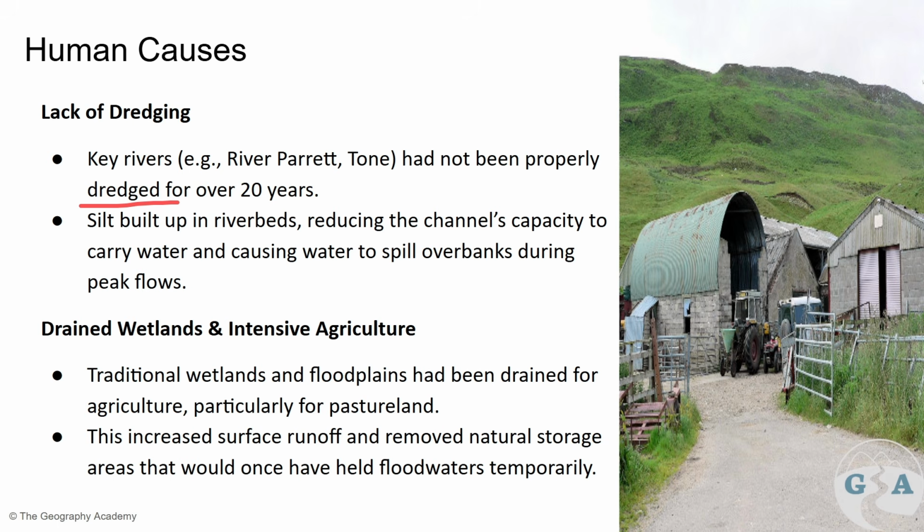Now, this is going to make it deeper and increase the capacity of the river, which is good, but if it's not been done properly for over 20 years, this means your river can hold a lot less than it should. So too much silt builds up, the capacity decreases, and no efficient dredging had occurred. Drained wetlands and intensive agriculture.